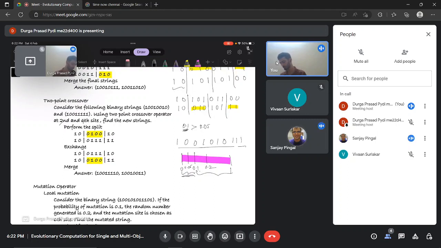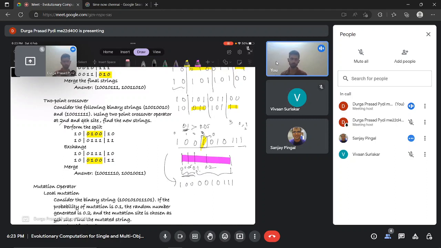Where to mutate? You again generate another number based on the length of the string. Say I generate a number between 0 and 9, and I get something like 3. Then I choose this third location, counting 0, 1, 2, 3. Since my random number is less than the mutation probability, I'll change this to 0. So my new string will be 0, 0, 0, 0, 1, 0, 1, 1, 1.